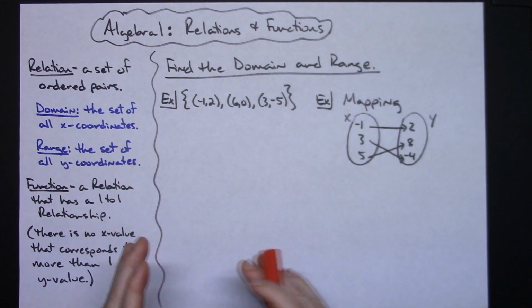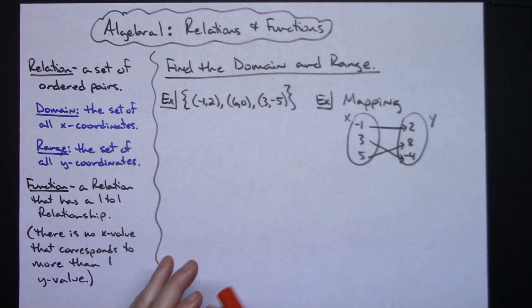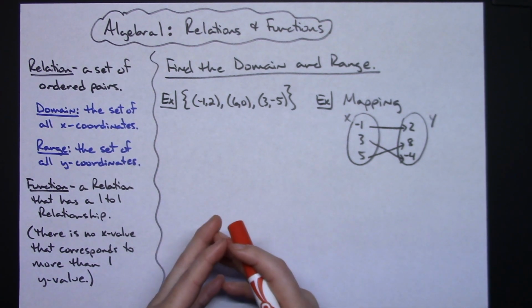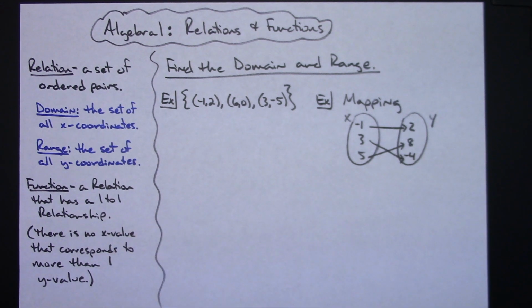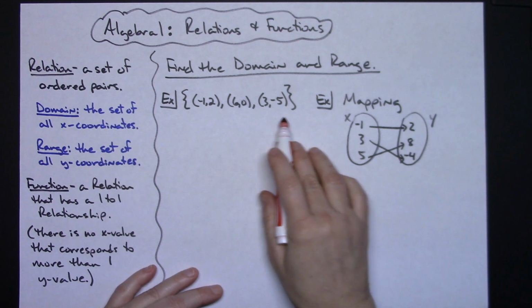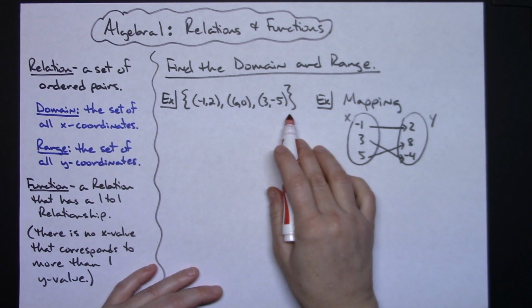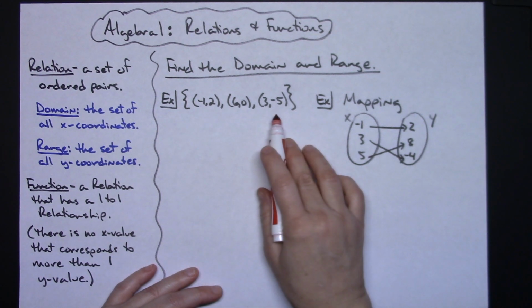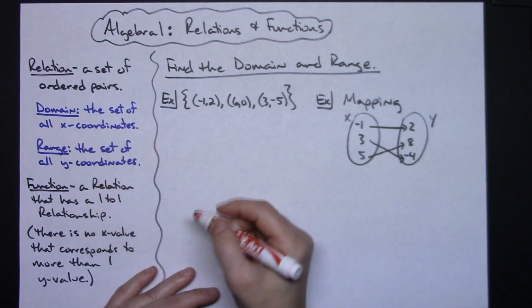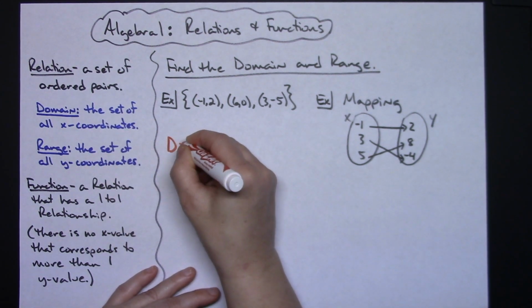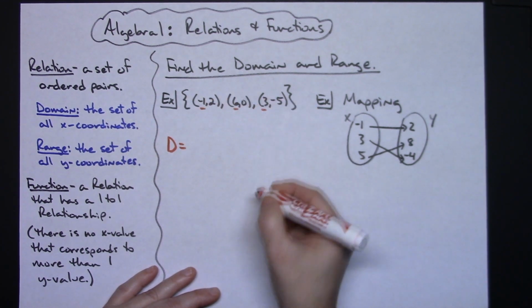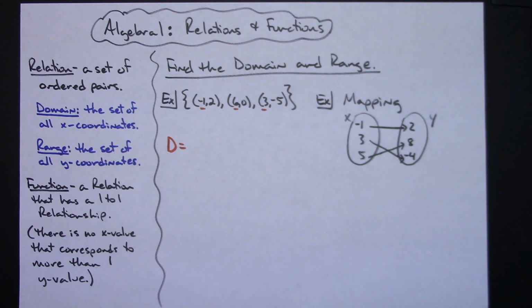Typically, after you've gone through these definitions and you have an understanding of this, a typical question in an Algebra 1 class would be: find the domain and range when given a relation. In this first example, the relation is in set notation and it is literally just a set of ordered pairs. For my domain, I am going to take a look at all of the x coordinates. Let's identify those x coordinates. I've got a -1, a 6, and a 3.